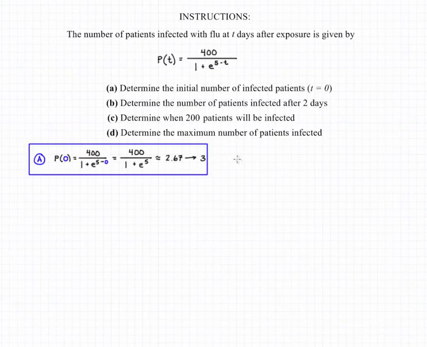Now for part B, it's a very similar procedure. We're looking for the number of patients infected after 2 days. So now we want t to equal 2. We're going to figure out the value of P(2). So that's going to be the same thing as 400 over 1 plus e to the 3rd, and that's going to be approximately 18.97, or rounded up, 19 infected patients. And that will be the answer to part B.